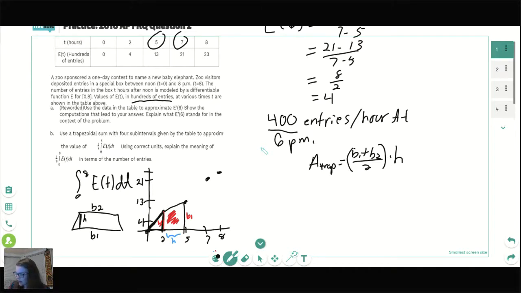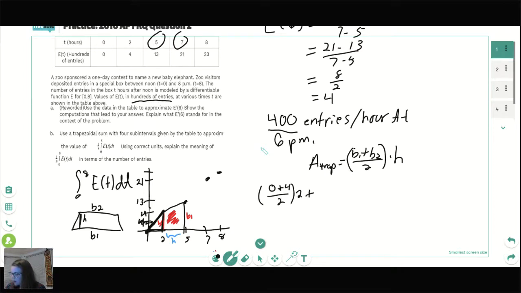Yeah, 0 right here. And then base 2, sorry, I should have redrawn this. I forgot to redraw that, but base 2 is going to be at 4. Okay, so we've got base 1 is 0 plus base 2 is 4 over 2 times the height. So from 0 to 2, our height is going to be 2. Okay, and that's our first trapezoid.